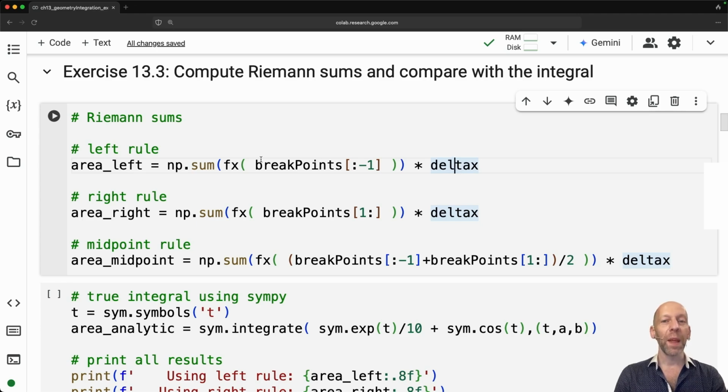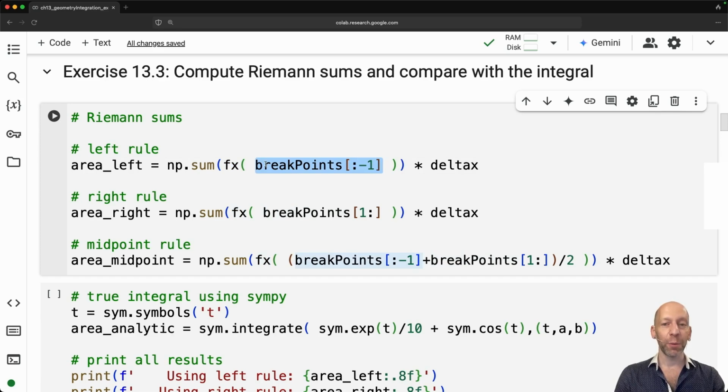So remember, the Riemann sum is the sum of all of the areas of rectangles. Now, the area of a rectangle is the length times the height. Or the width, I should say. So the width is delta x, that's the width on the x-axis, and the height is simply the function value, and that's what we get from this Python function fx at the breakpoints that we've specified.